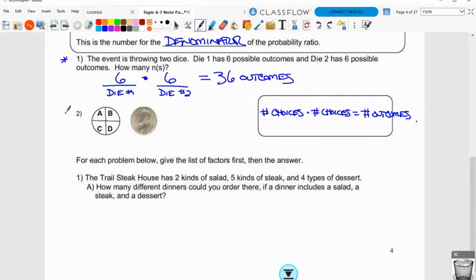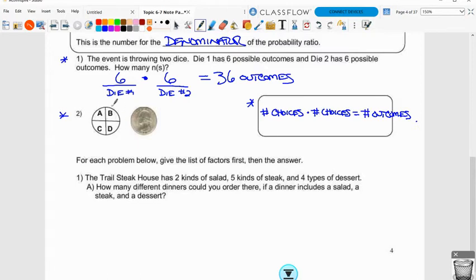In our second example, we're going to be spinning a spinner that's labeled A, B, C, D, and then we're going to be flipping a coin that has heads and tails. We don't want to know what all of the possible outcomes are. We just want to know how many there are. So again, we said right here in the box, you take the number of choices for each event and you multiply them to get the number of outcomes.